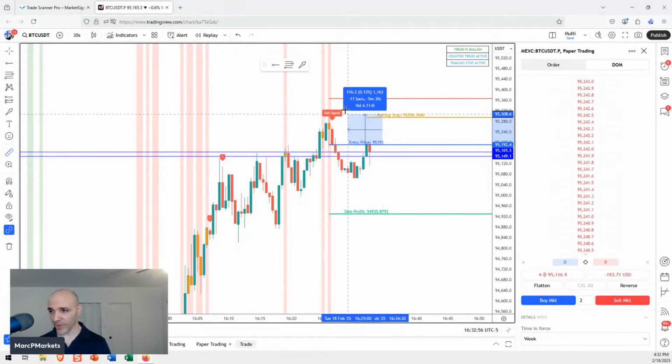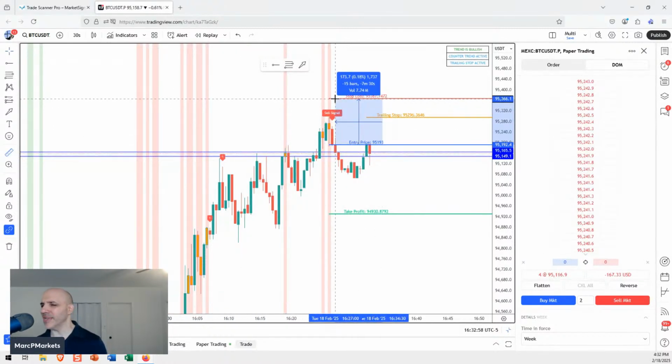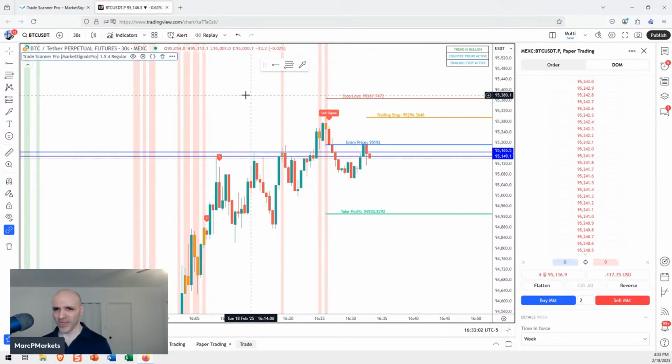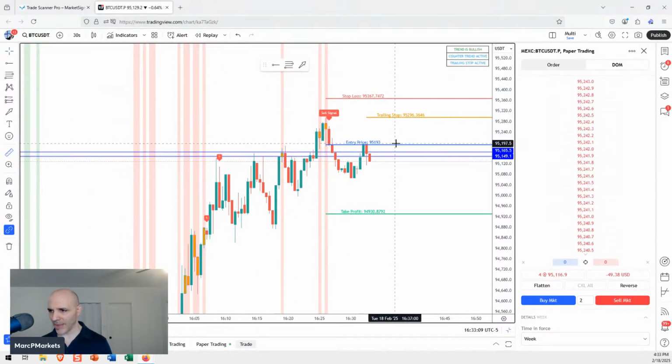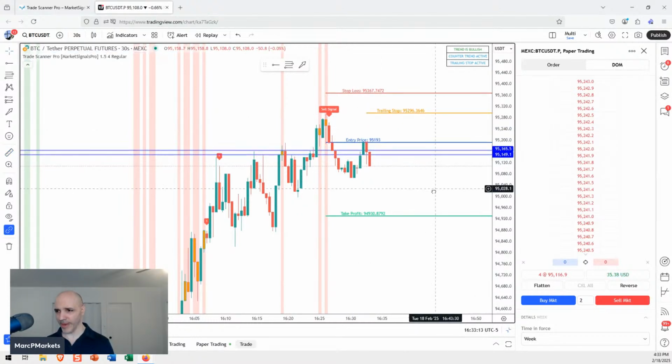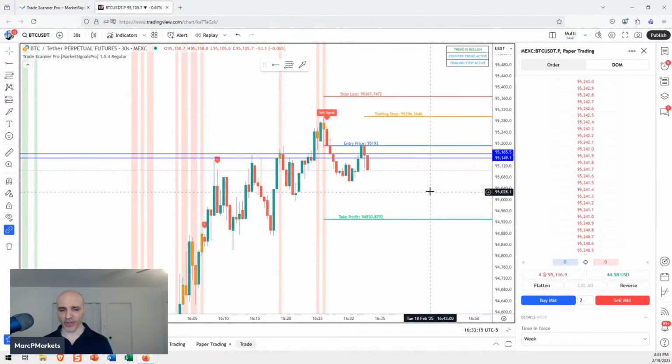The original risk on this trade is 173 points. For a 30-second chart, that's not bad. But the trailing stop has reduced it to 100 points. All right, that's the whole purpose of the trailing stop.